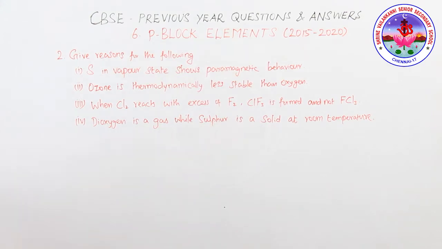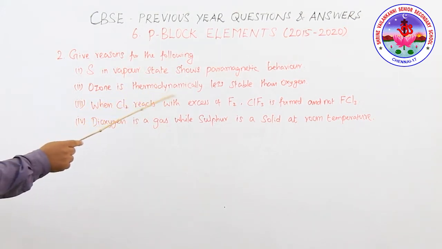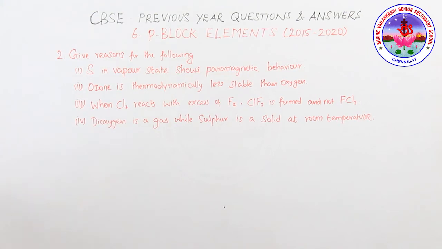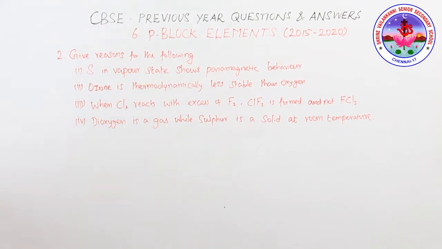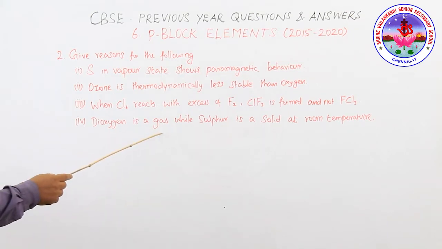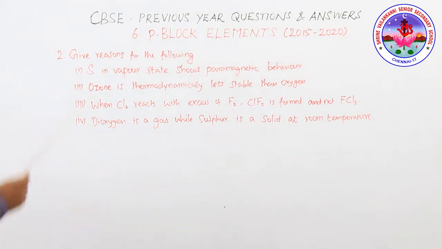See, look at this question. Give reasons for the following. The first question: sulfur in vapor state shows paramagnetic behavior. Second, ozone is thermodynamically less stable than oxygen. Third question: when chlorine reacts with excess of F2, ClF3 is formed and not FCl3. Then, dioxygen is a gas while sulfur is a solid at room temperature. Why? You have to answer these questions.